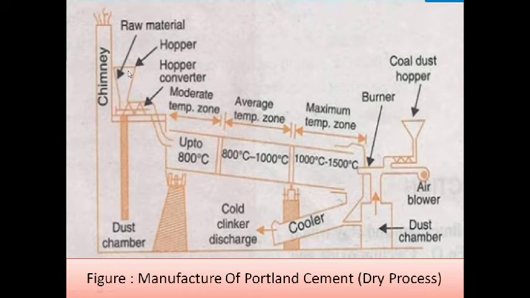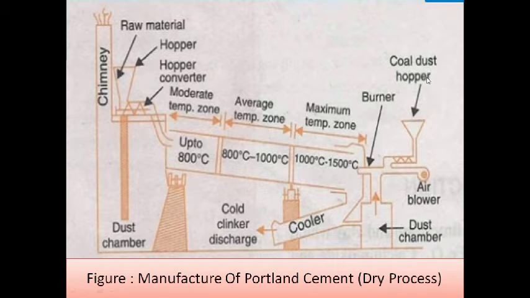This is the raw material. This is a hopper. This is the chimney, which is the dust chamber. Here is the hopper converter, which then shifts towards the moderate temperature zone up to 800 degrees Celsius. Then the average temperature zone, 800 to 1000 degrees Celsius. Then the maximum temperature zone, 1000 to 1500 degrees Celsius. Then it is cooled in a cooler and shifts towards the cold clinker discharge.